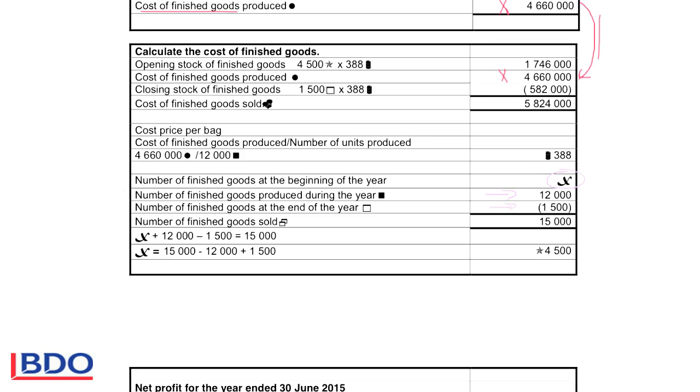So if I take my opening stock plus all my production during the year minus the 1,500 that we didn't sell during the year, then it gives me the number of goods sold, 15,000. And I can do a mathematical calculation to say that this unknown figure equals the number that was sold minus the 12,000 plus the 1,500, and that means the total number is 4,500.